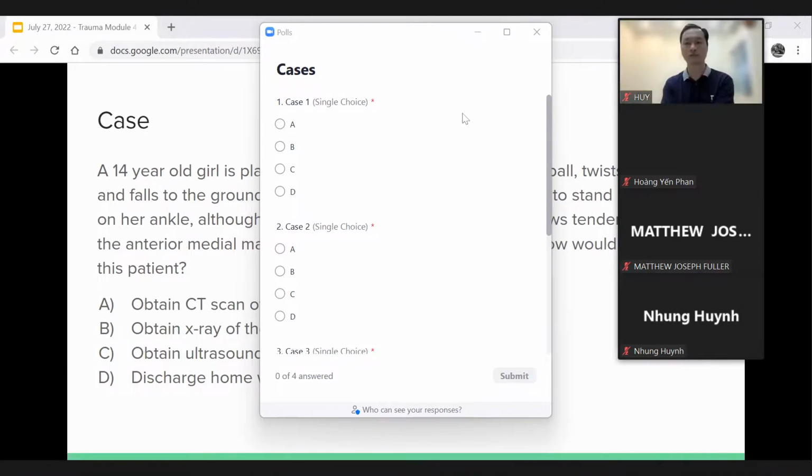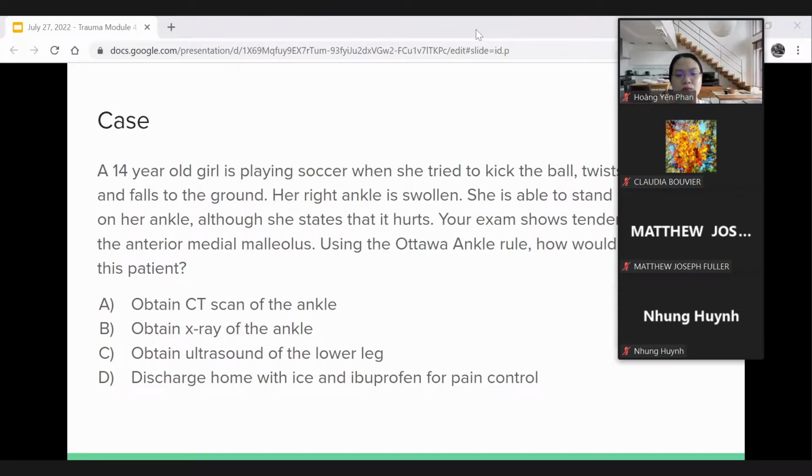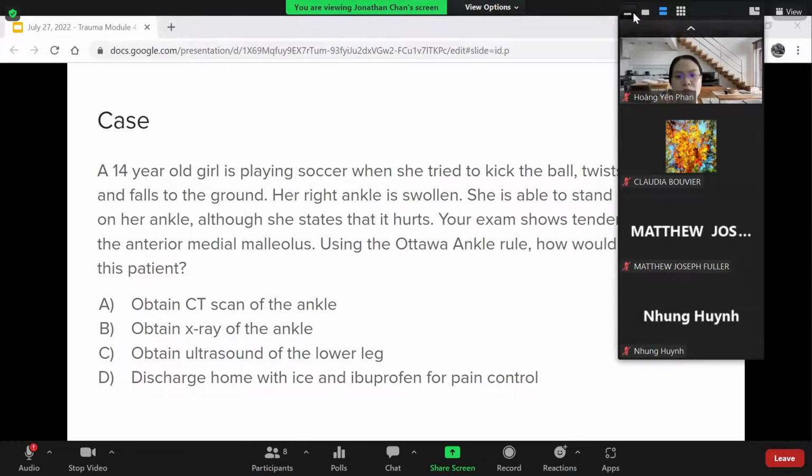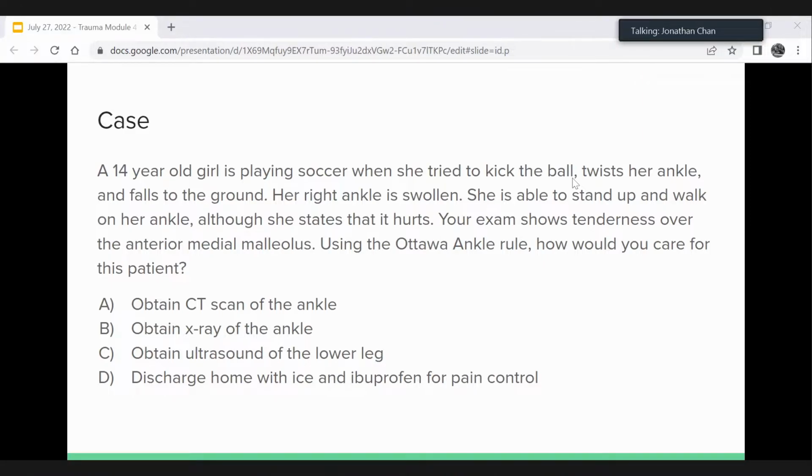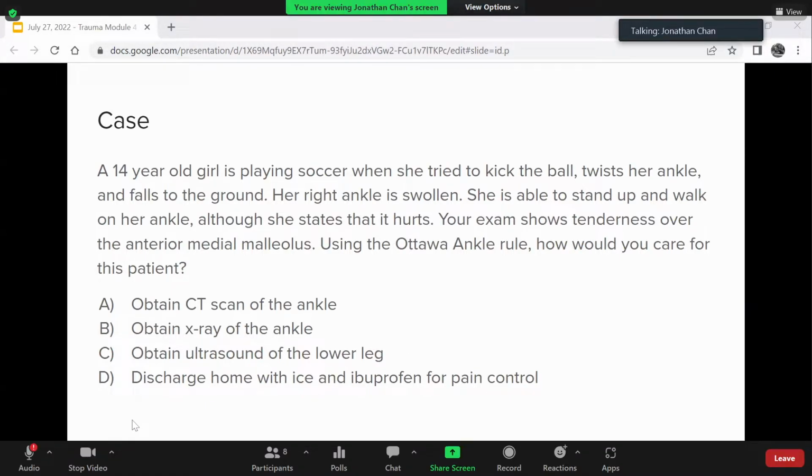A 13-year-old girl who's playing soccer, when she tries to kick the ball, twists her ankle and falls to the ground. Her right ankle is swollen and she's able to stand up and walk on her ankle, although she says that it hurts. Your exam shows some tenderness over the anterior medial malleolus. Using the Ottawa ankle rule, how would you care for this patient? We have four choices, A, B, C, and D. We can get a CT, an X-ray, an ultrasound, or we can send her home with pain control. You should answer on the poll.